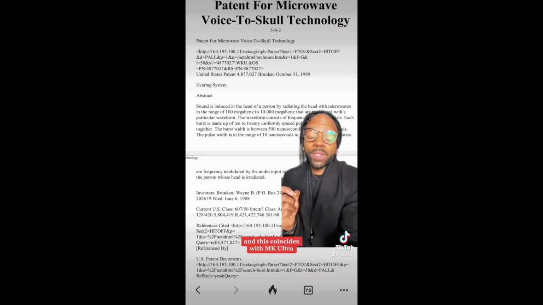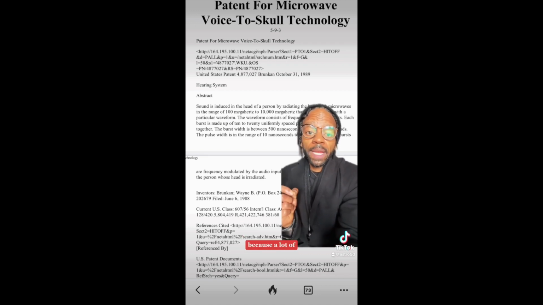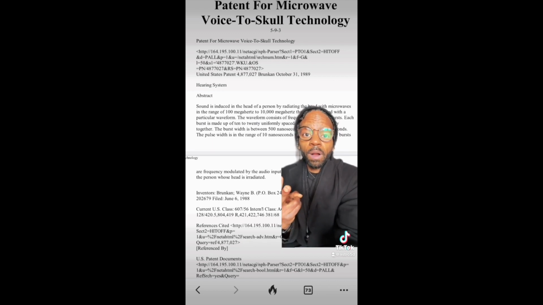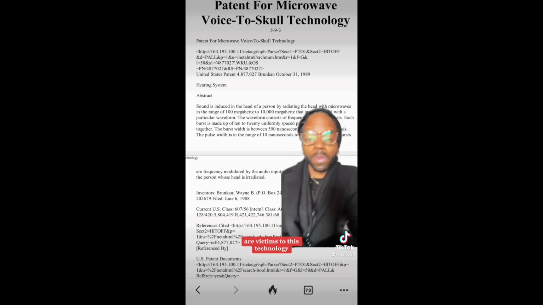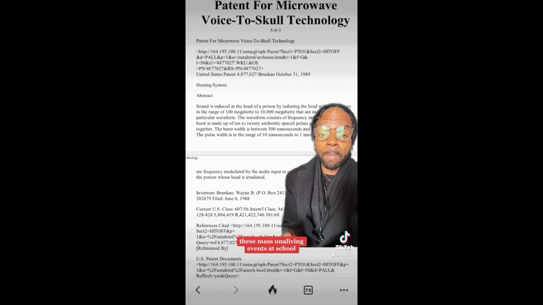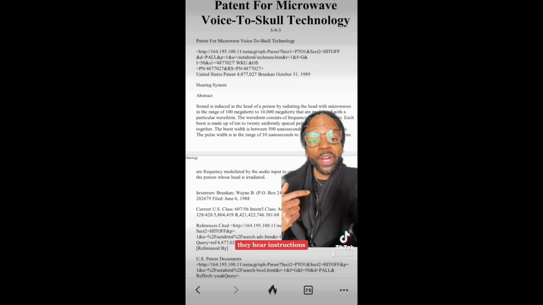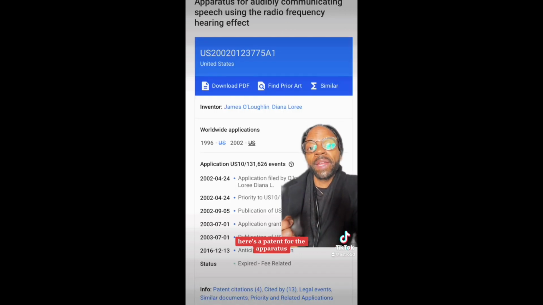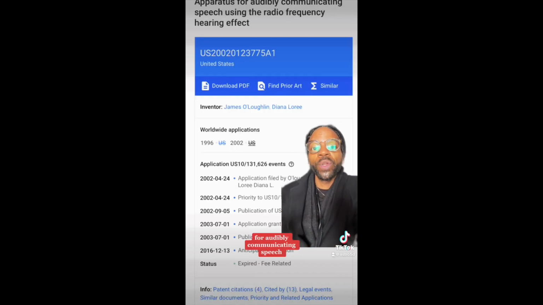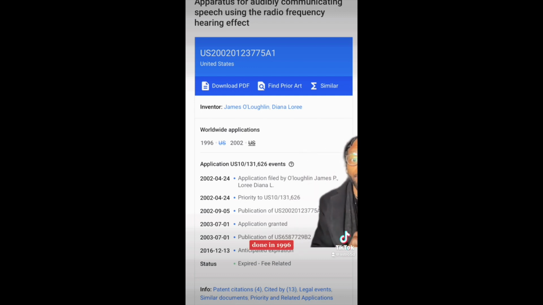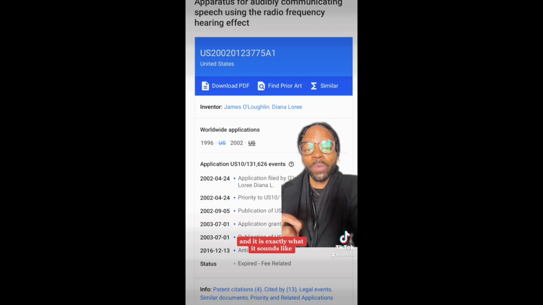And this coincides with MK Ultra because a lot of MK Ultra victims are victims to this technology. And some of these guys that are performing these mass unaliving events at school say that they hear voices, they hear instructions. Here's a patent for the apparatus for audibly communicating speech using radio frequency hearing effect, done in 1996. And it is exactly what it sounds like.